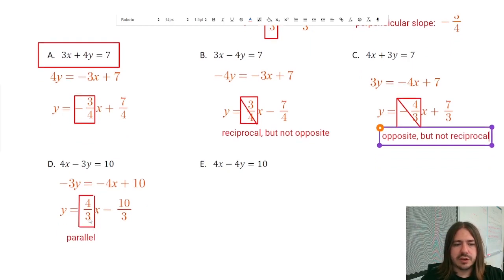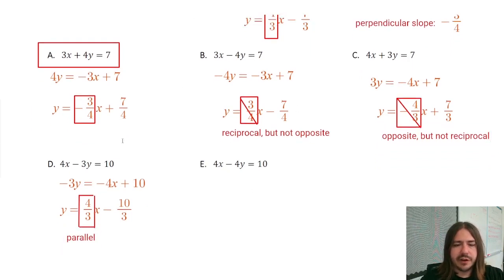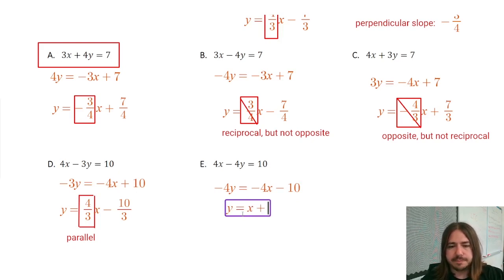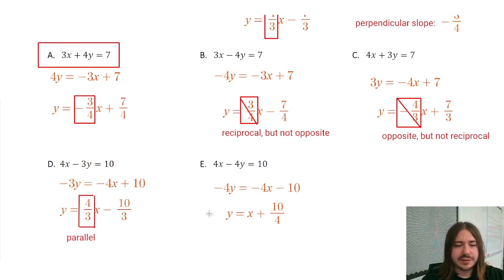Okay, this one is just going to be parallel. And then finally, the last one doesn't even look like the other ones at all, so I'm guessing this one's just not going to work out. Yeah, if I divide everything by negative 4 here, the slope is just going to be completely different, right? If I divide here by negative 4, I'm just going to get 1x, which is just like nothing. It's not the reciprocal, it's not the opposite, it's not parallel, this is just like a bogus answer. So yeah, it's not going to be this one.